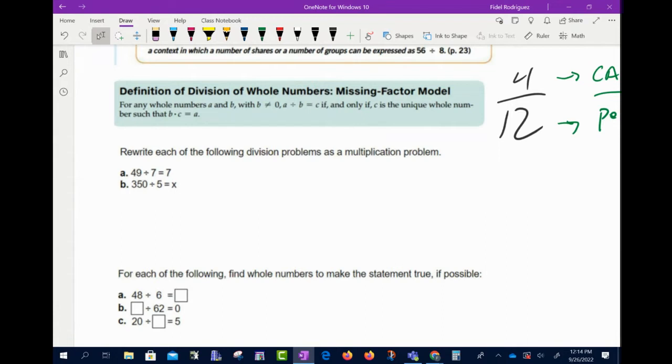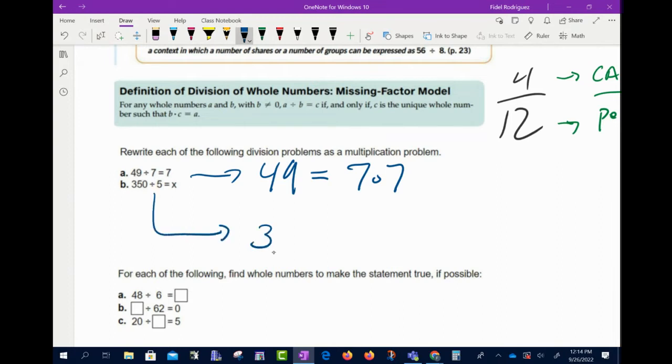But the problems here say to rewrite each of the following division problems as a multiplication problem. Okay, so let's go ahead and do that. So if I wanted to rewrite 49 divided by 7 is equal to 7 as a multiplication problem, everyone agree we could say 49 equals 7 times 7, right? That's what that part means. And if I were to do the same thing here, wouldn't I say 350 is equal to 5 times x, right?